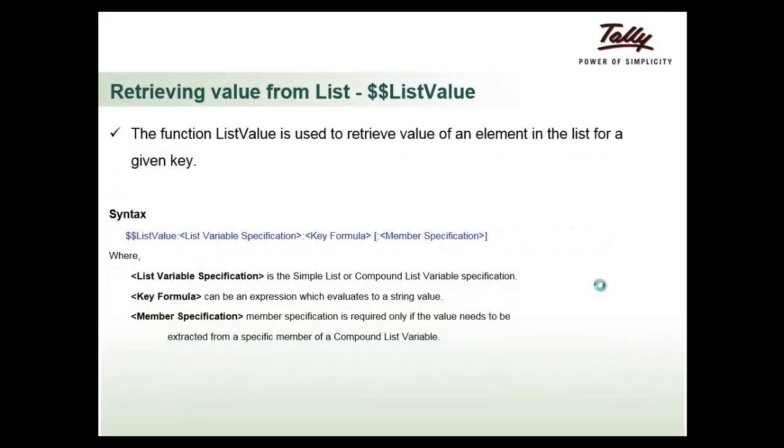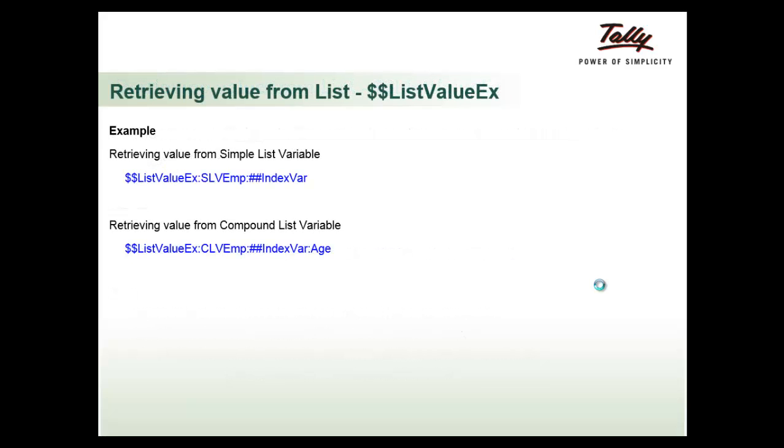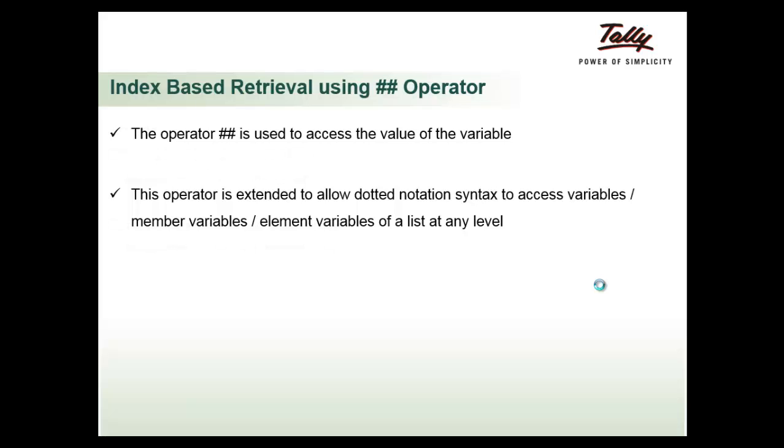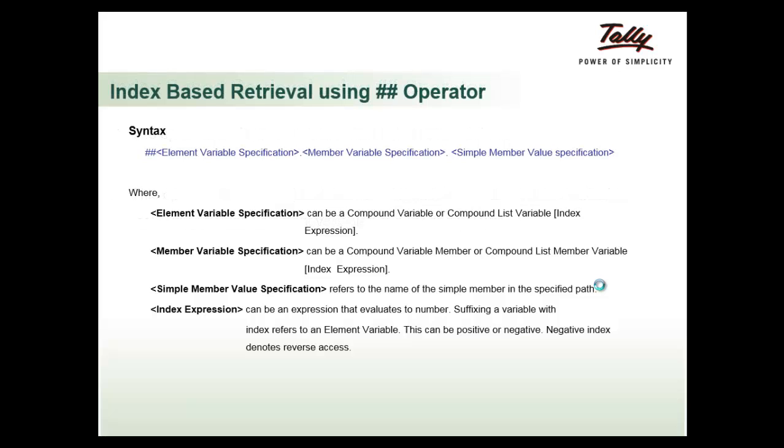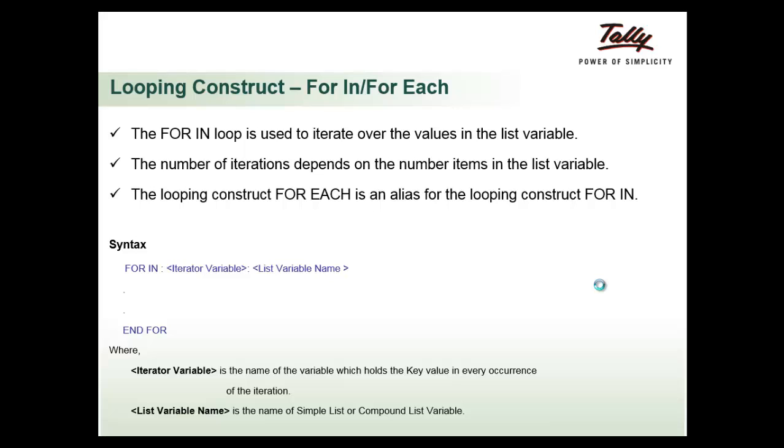With the help of list value, you can retrieve the value of an element of the list variable using a key formula, and with the help of the function list value x, you can retrieve the value of the elements of the list variable based on the index. And then we can also use the hash operator and dotted notation syntax to retrieve the value from the list variable.